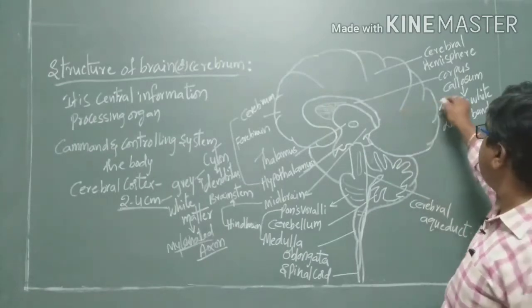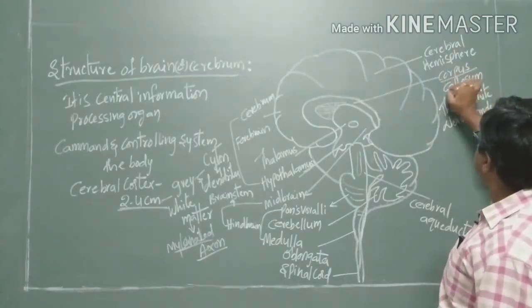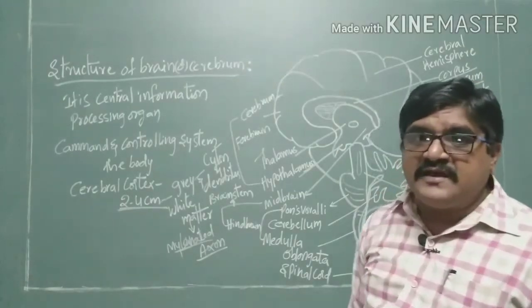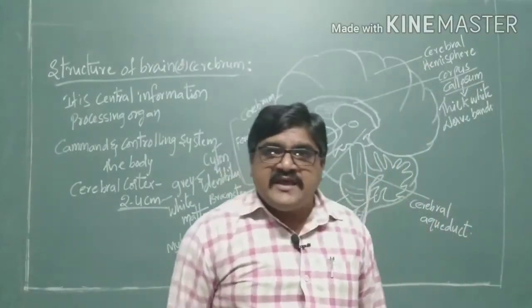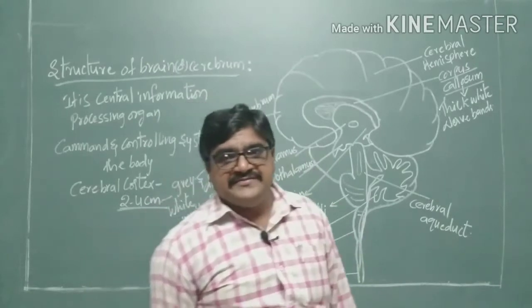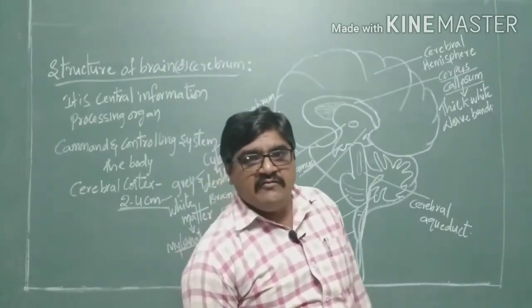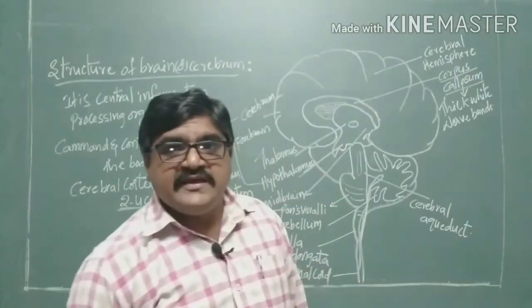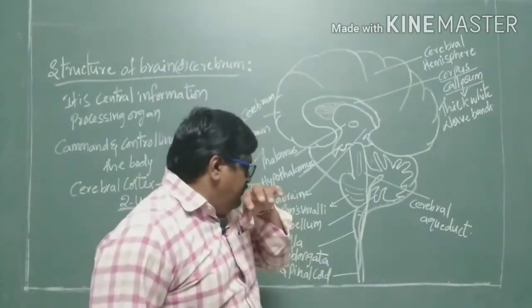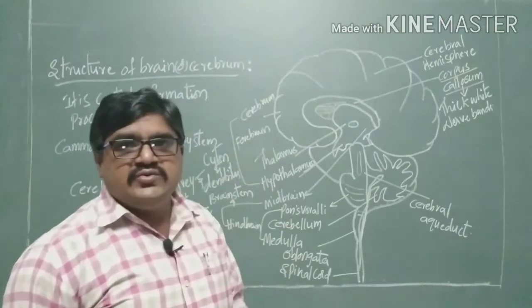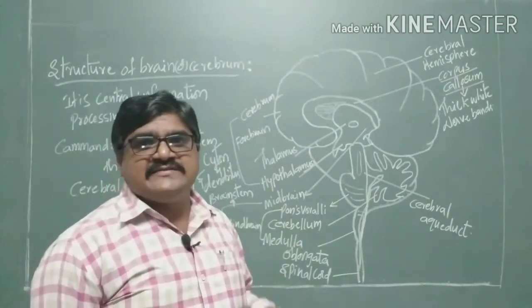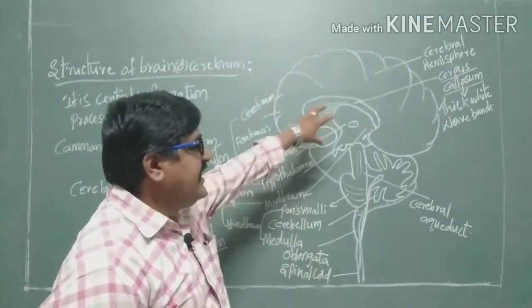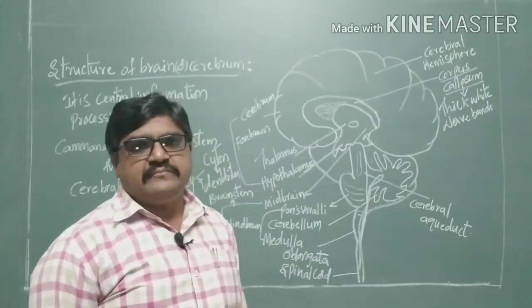That region is called the corpus callosum. So what is the corpus callosum? It is a thick white narrow band which connects the two cerebral hemispheres. Such a region is called the corpus callosum.